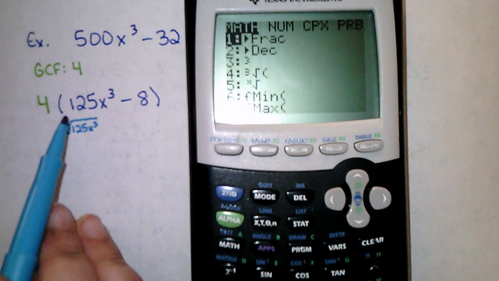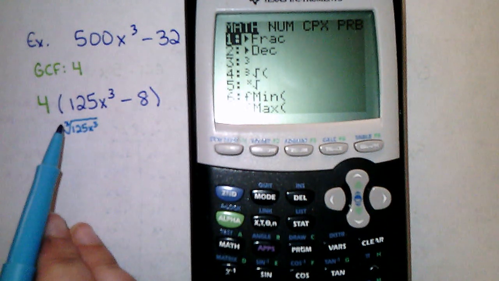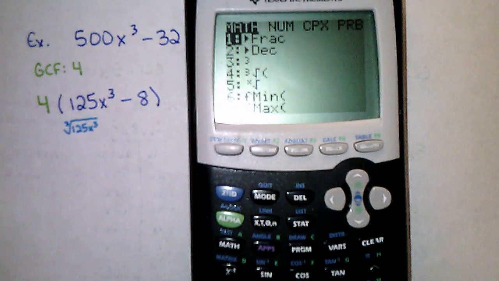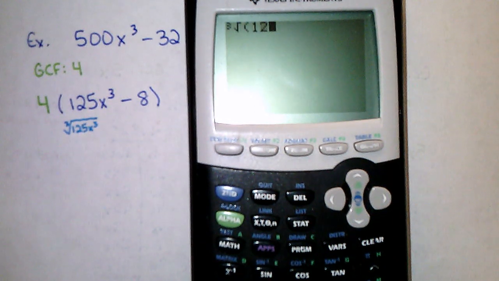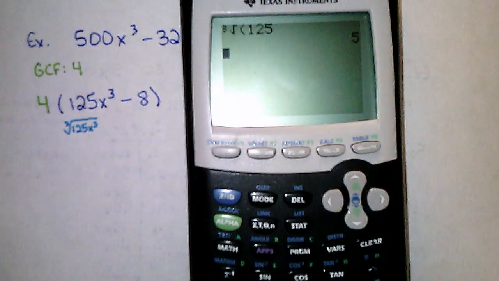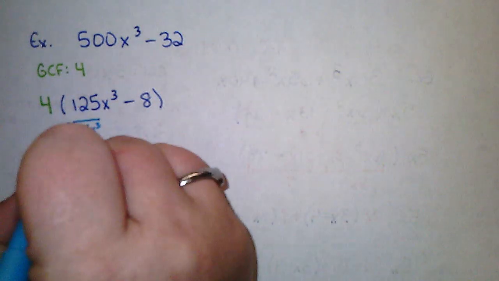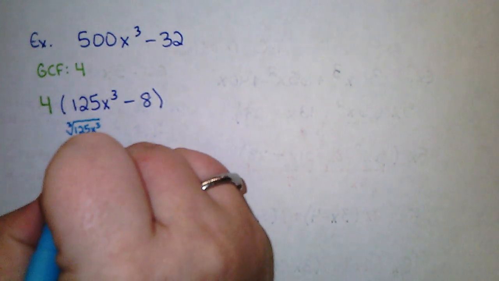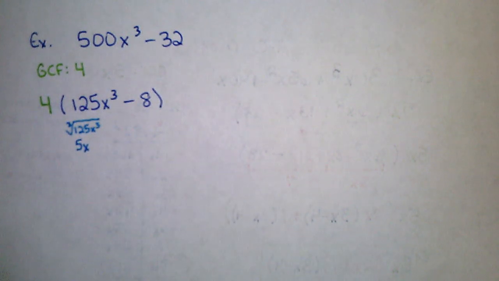So notice that this kind of looks like a square root sign, but it's got a little 3 in the armpit. That's technically called the index. So which one of these looks like a square root sign but has a 3 in the index? Number 4. So we're going to press number 4 and then hit 125, and it gives us 5. So the cube root of 125 is 5. The cube root of x to the third is just x.